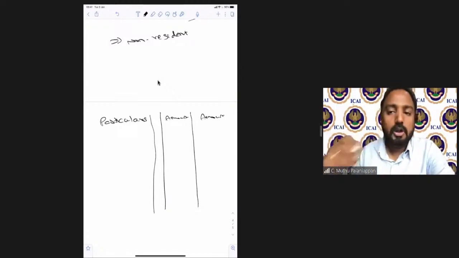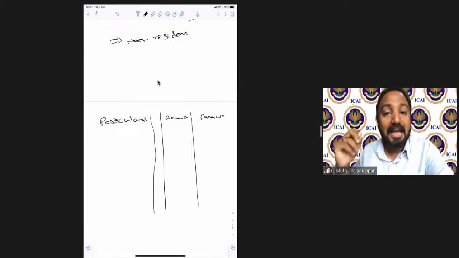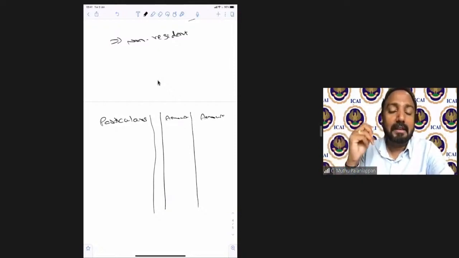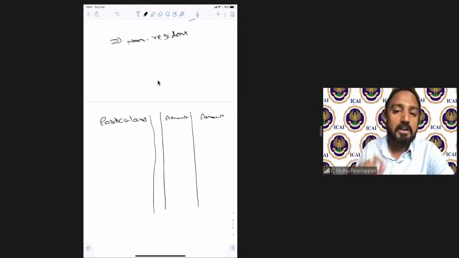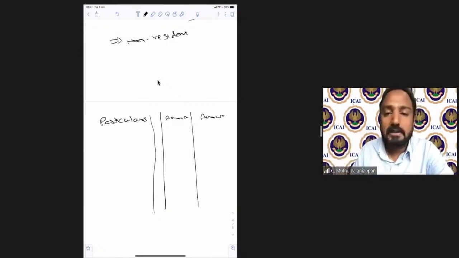Write the note below. It is always recommended that you write as many notes as possible to make sure you are clearly explaining to the valuer that you know things. You have understood and are solving, not just solving blindly. That is what is very important here. So the first head is income from house property.